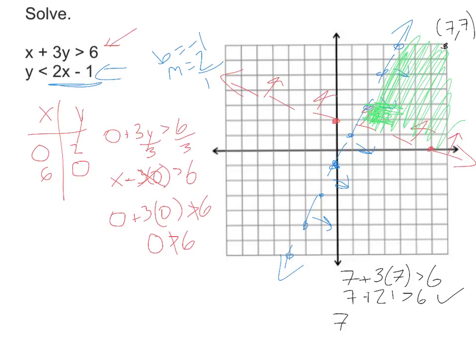If I do 7 less than 2 times 7 minus 1, we get 14 minus 1. Yeah, and sure enough, 14 minus 1 is 13. That's bigger than 7. So this works out. And so all of these solutions in green, all these ordered pairs would work for both of these inequalities, and so we have solved, and we are done.